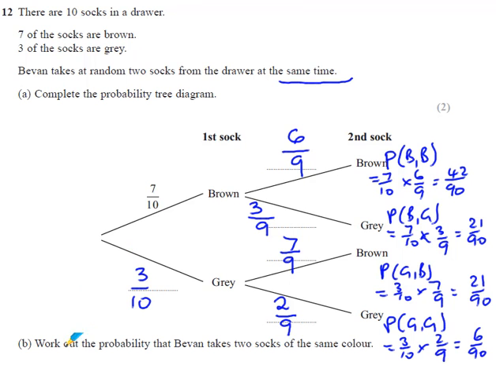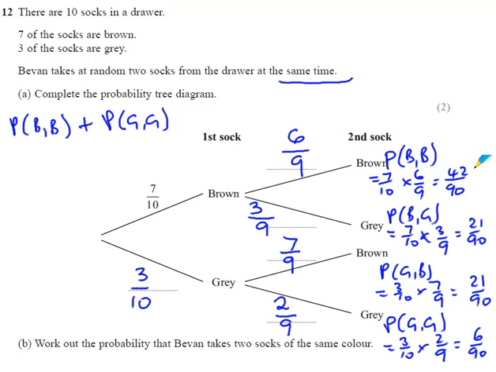So, part B, work out the probability that Bevan takes 2 socks of the same colour. So we can get 2 socks of the same colour by either getting a brown and a brown, or a grey followed by a grey.